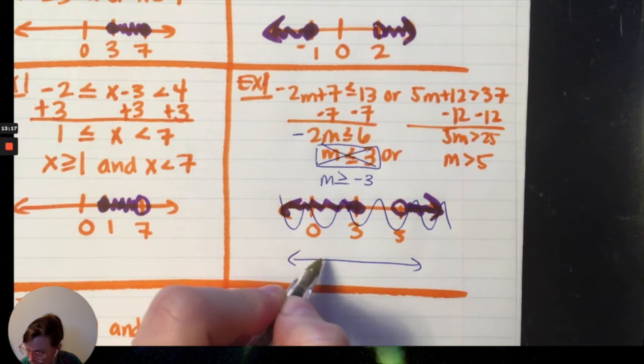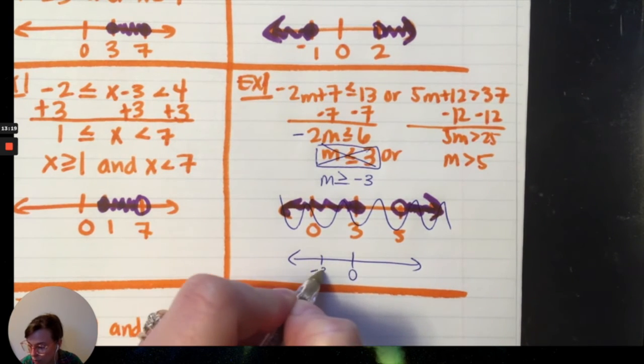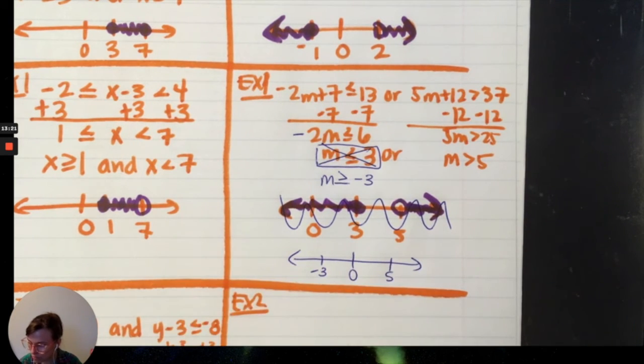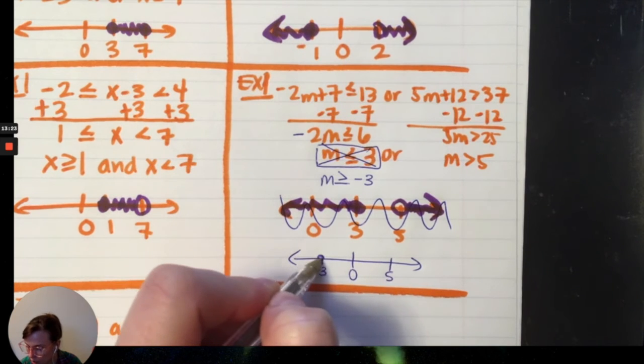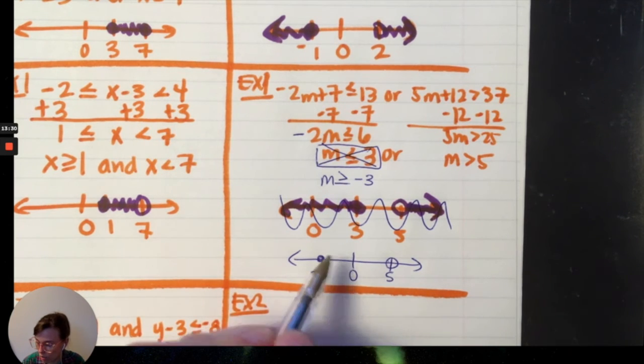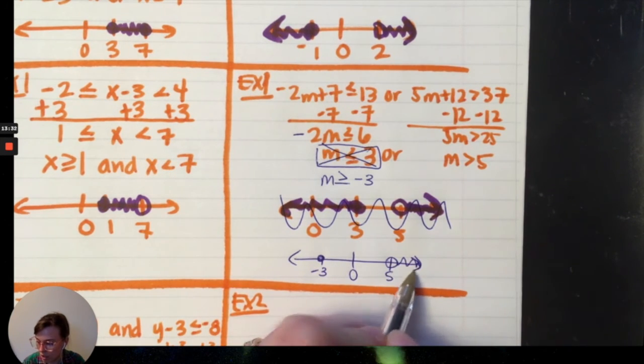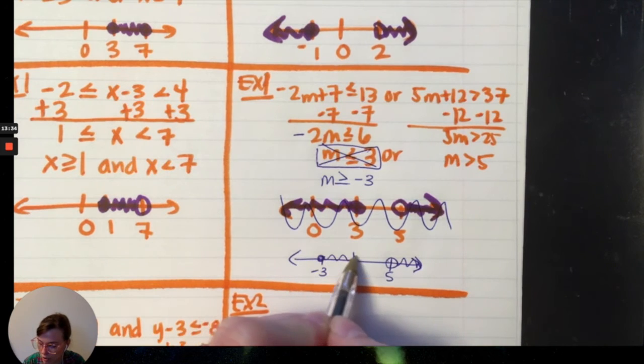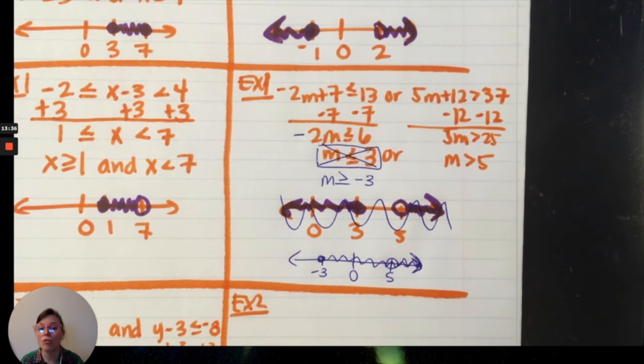Okay, so again, I have a 0. Ooh, but I have a -3 now and a +5. I know it's a closed circle for the -3 and open circle for the 5. But now I want to think about this. Because an OR graphs both. So if I graph greater than 5 and I graph greater than or equal to -3, notice how they overlap.